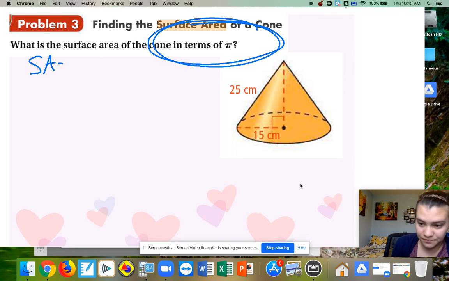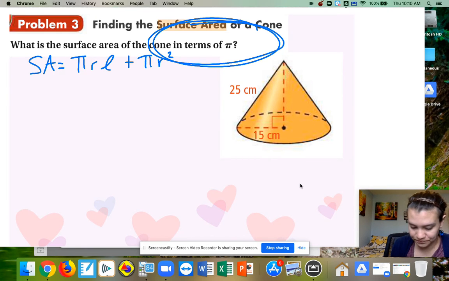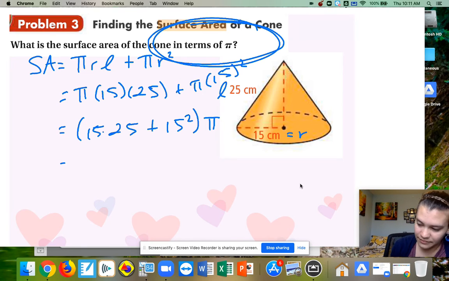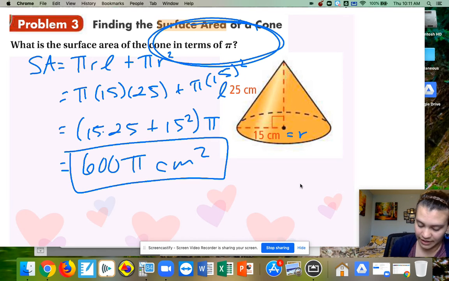So the formula here is pi times the radius times the lateral or the slant height plus pi times the radius squared. So pi, here's our radius is 15, the slant height is 25, so 15 times 25 plus pi times 15 squared. And it wants it in terms of pi, so type into your calculator 15 times 25 plus 15 squared, and you should get 600 pi centimeters squared. And again, if it asks you for a decimal, you can just multiply 600 by pi and get your decimal version.